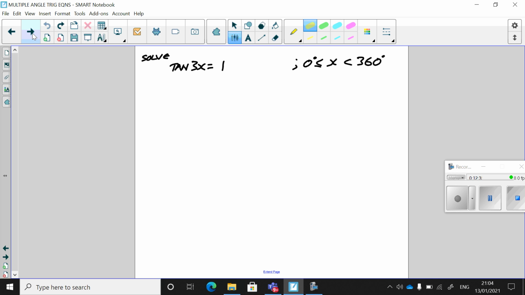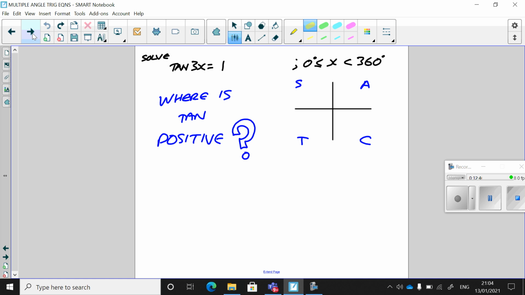It's tangent. That's fine. Don't care about the 3x just now. We just care about the number on the right hand side of the equals. That's 1. Is 1 positive or negative? Well, it's positive there because we don't have a little line in front of it, which means it was negative. So where is tan positive? I think all in tan. Okay, all in tan, that's fine.